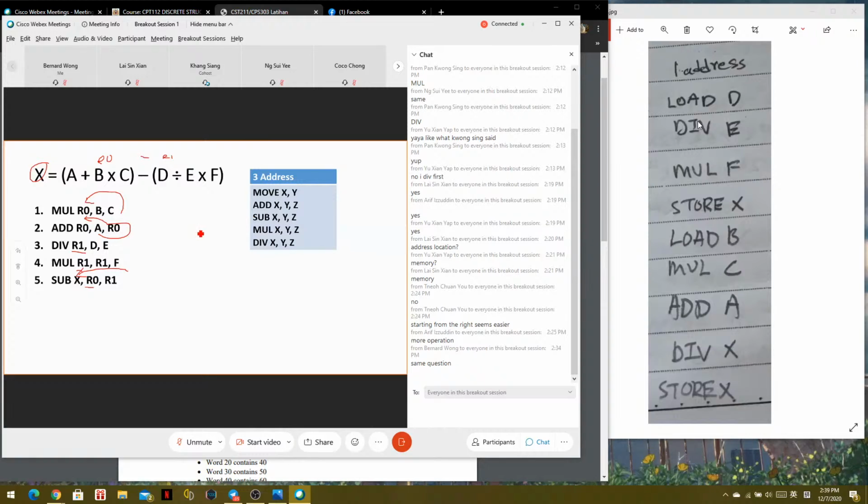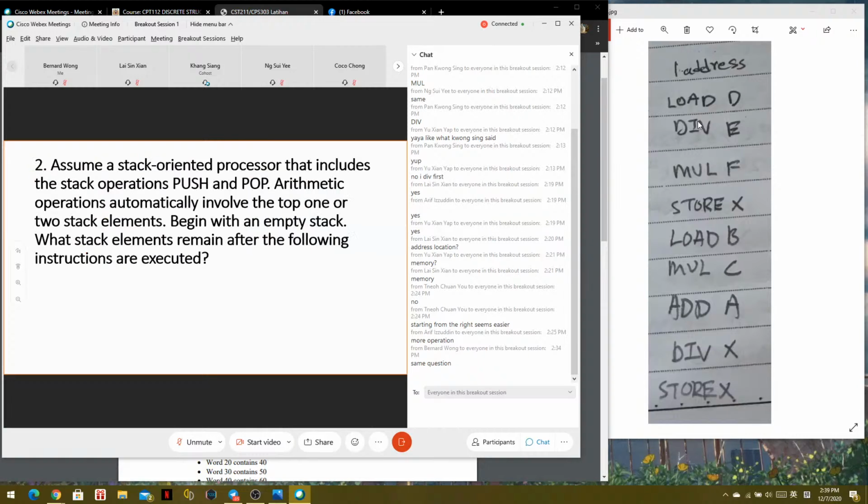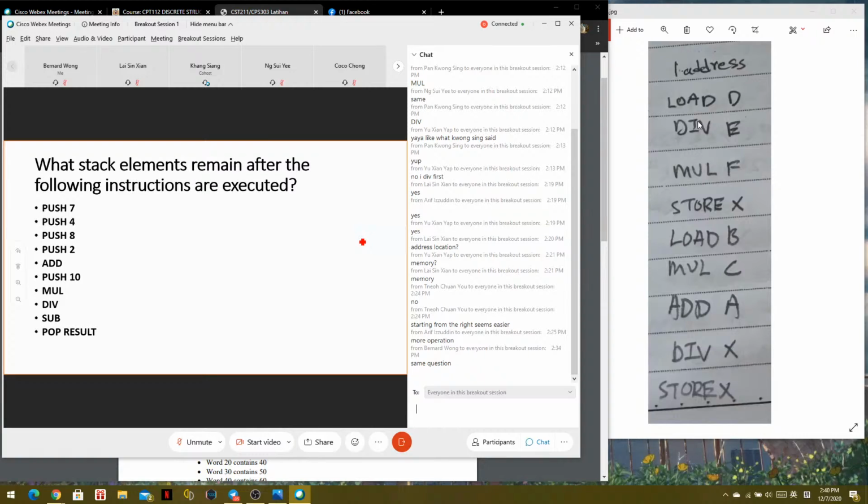Okay, so next one. For question 2, I think you already did the question. What is the stack element remaining after the following instructions have been executed? Look at my screen, and tell me what the stack element remaining is after the instructions have been executed, referring to the slide. Just reply in the chat.